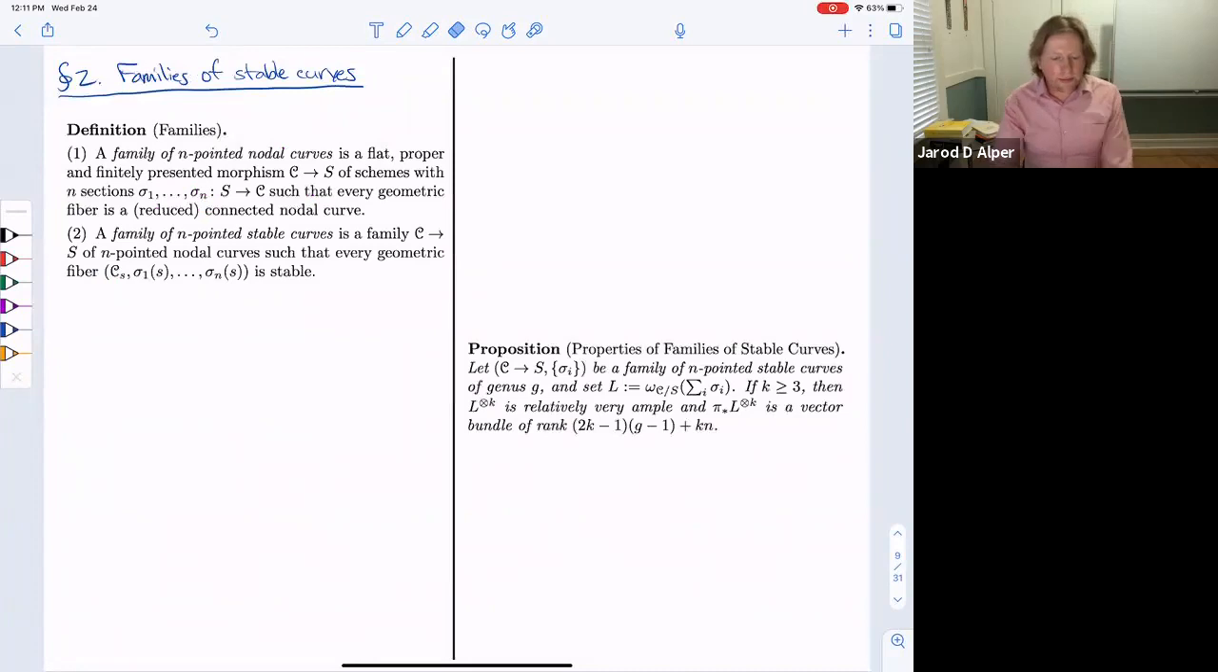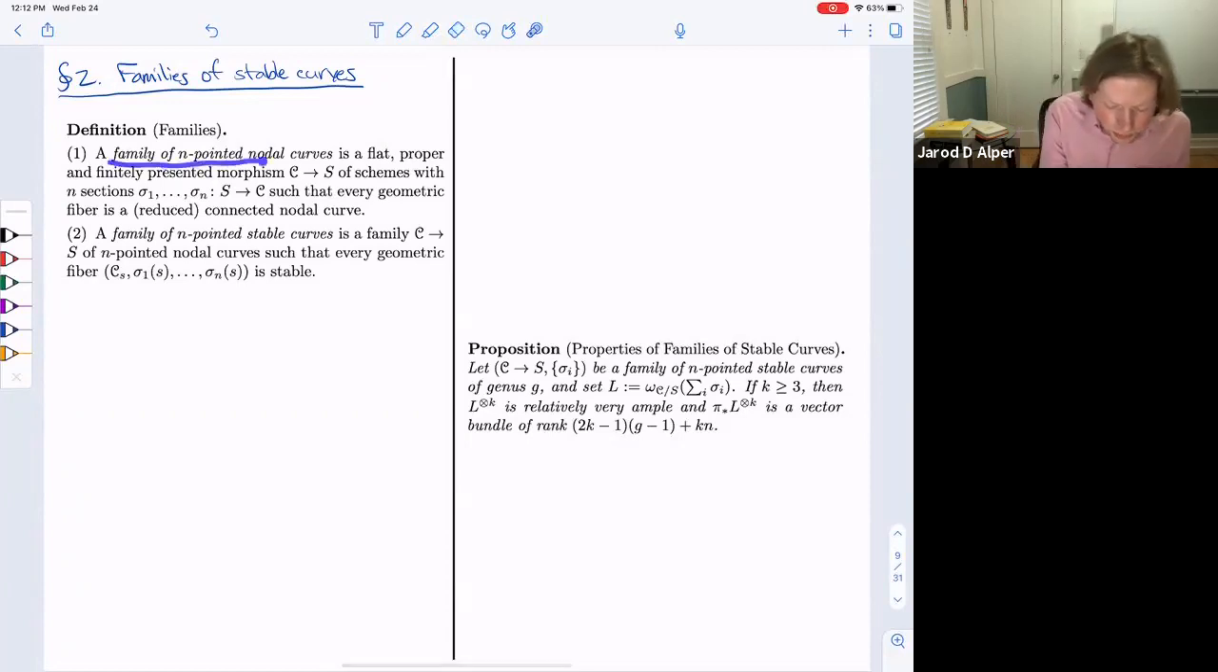So I've saved time by writing the definition here. Last time I discussed nodal curves, and we even had results about families of nodal curves, but I didn't define what a family of nodal curves is. In the literature, when people use the word family, you should look to see exactly what they mean. A family should always mean flat, but whether you include proper is up to you. For us, it will include it.